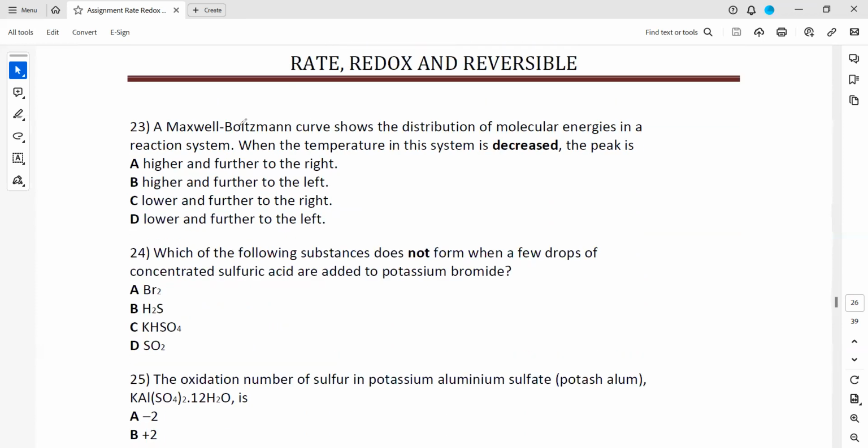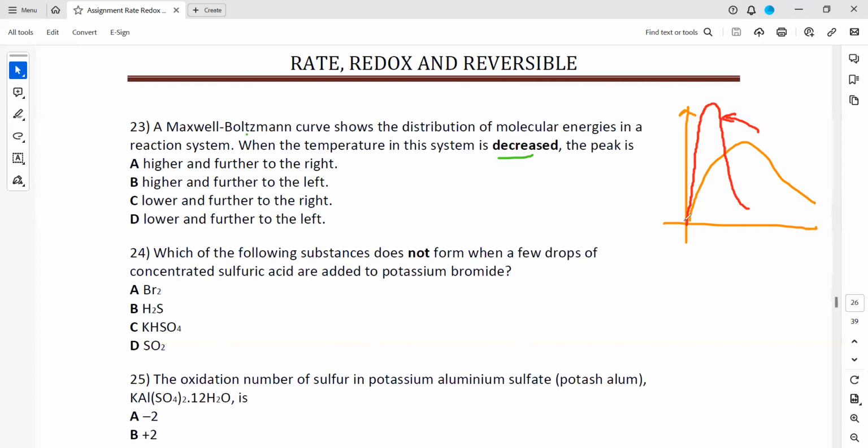A Maxwell-Boltzmann curve shows the distribution of molecular energies in a reaction system. When the temperature in this system is decreased, the peak... So if we have a Maxwell-Boltzmann distribution graph and now we are decreasing the temperature, the average energy of the particles will also decrease. So where will the peak shift? If we decrease temperature, it will shift towards the left-hand side.